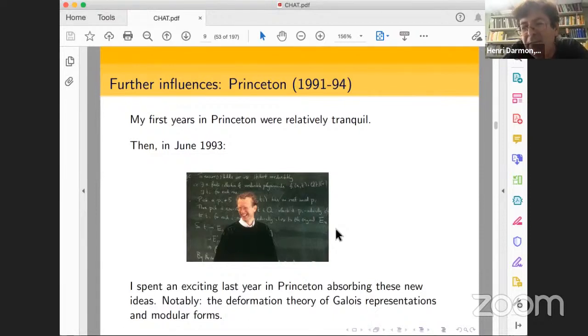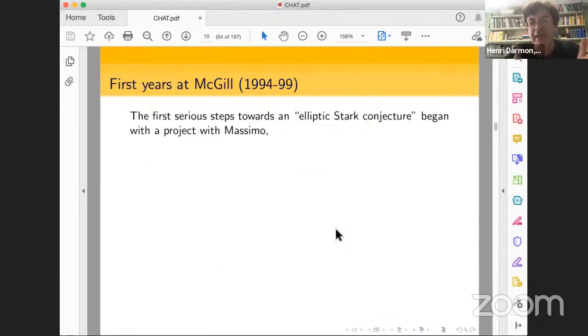That had been introduced already before, when I was a student at Harvard. Mazur had introduced these ideas, but they had certainly gone completely over my head. I think a lot of people overlooked them until Wiles showed the spectacular applications that these ideas could have. Okay, so then after these 3 years in Princeton, I joined the faculty at McGill.